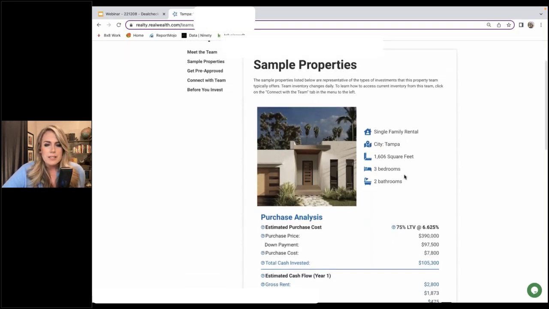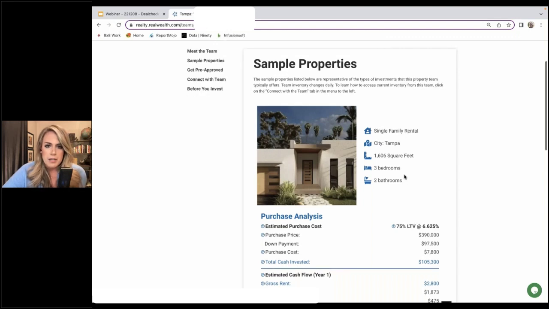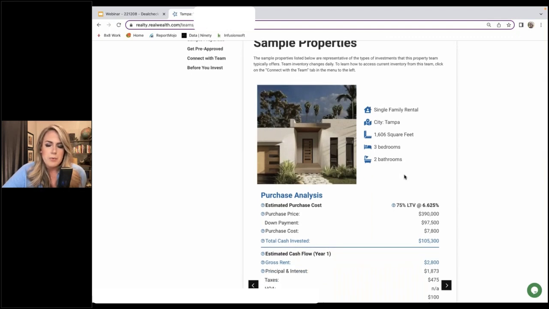But this is just a quick look of what you will now see on the sample property page of every market page. So this is a deal that was sent to us by the Tampa property team, and it was an actual deal. Now, we don't update these every day as inventory changes every day, but we try to maintain a current, recent example of inventory from this team.